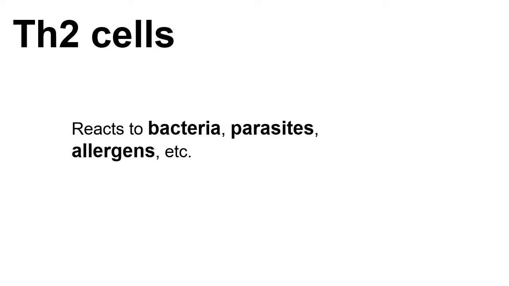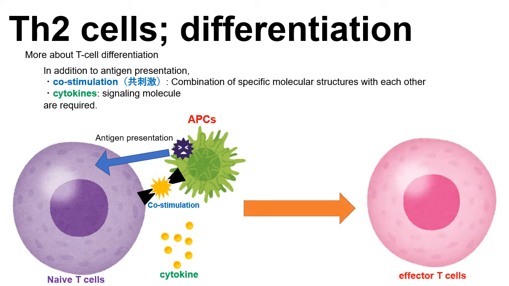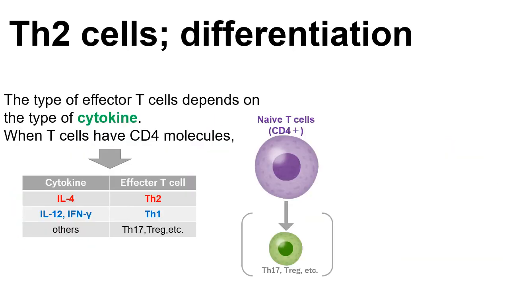It reacts primarily to the antigen presentation of bacteria, parasites, and allergens, such as mites, molds, and pollen. In order for naive T cells to develop into effector T cells, co-stimulation, which involves the binding of structures called co-stimulatory molecules to each other, and the production of signaling molecules called cytokines from antigen-presenting cells are required, in addition to antigen presentation. The type of cytokine determines which type of effector T cells naive T cells will differentiate into.